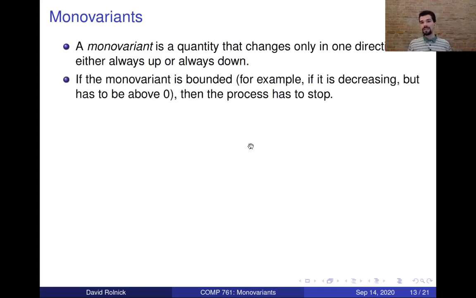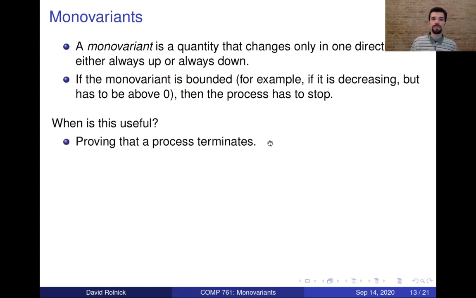If the monovariant is bounded, for example, if it's decreasing but it has to be above 0, then you know that whatever is decreasing has to stop eventually. So if you have an algorithm that decreases a monovariant, then you know it can't decrease forever if the monovariant can't go through 0, as long as the monovariant is making a large enough step size. If it's going down by a smaller amount each time, it could asymptote to 0. But suppose it's an integer.